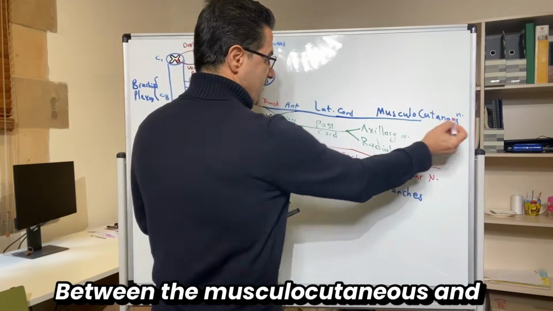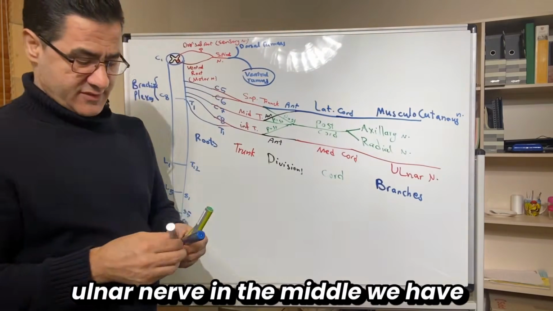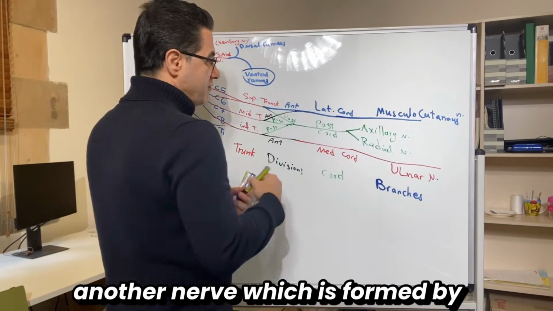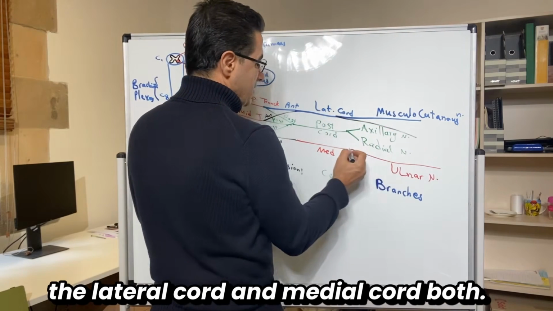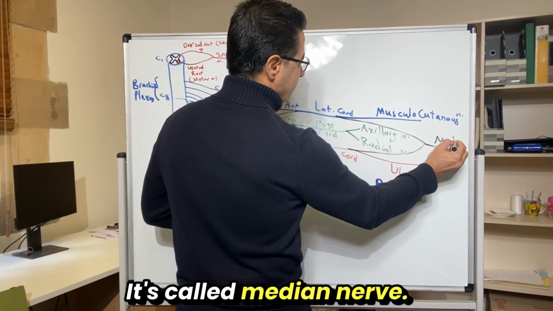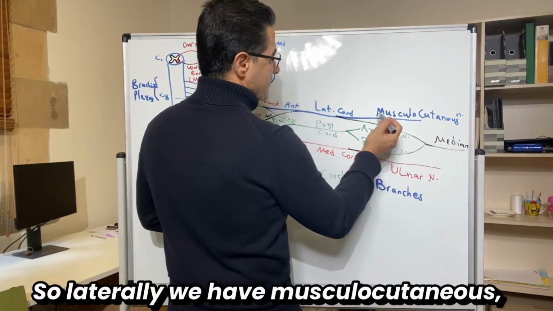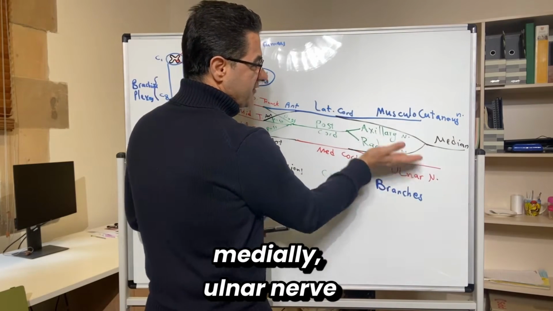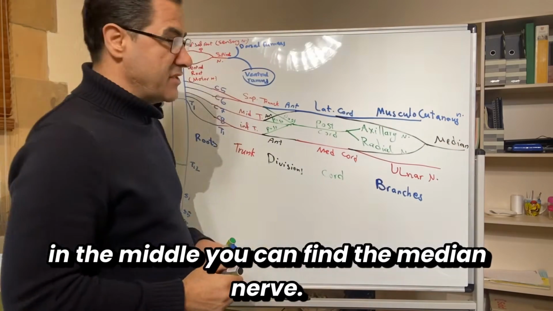Between the musculocutaneous and ulnar nerve, in the middle we have another nerve which is formed by the lateral cord and medial cord both. It's called median nerve. So laterally we have musculocutaneous, medially ulnar nerve, in the middle you can find the median nerve.